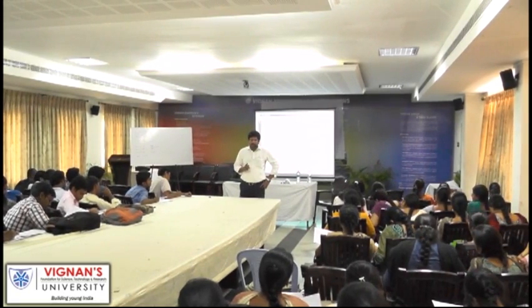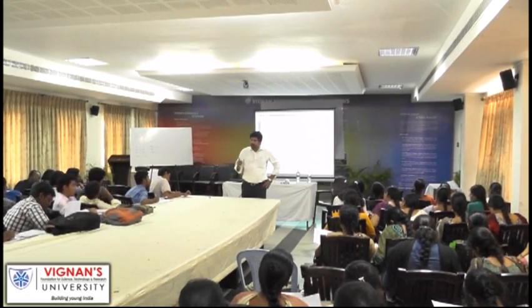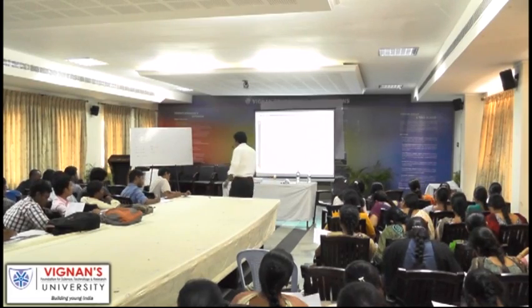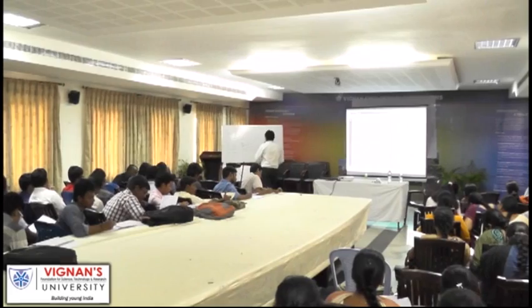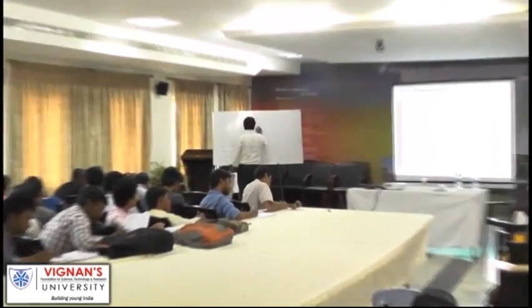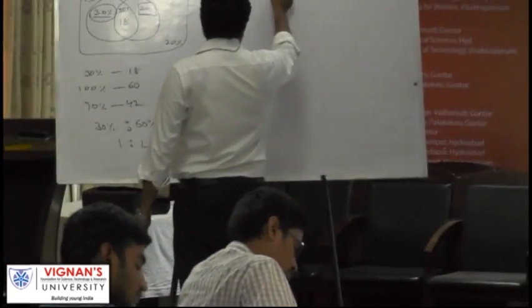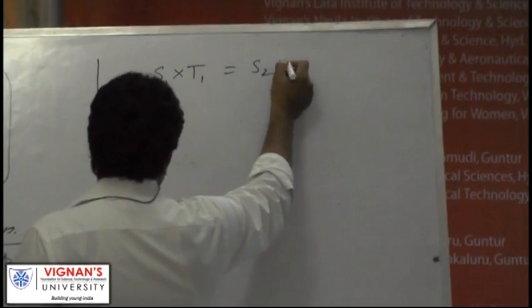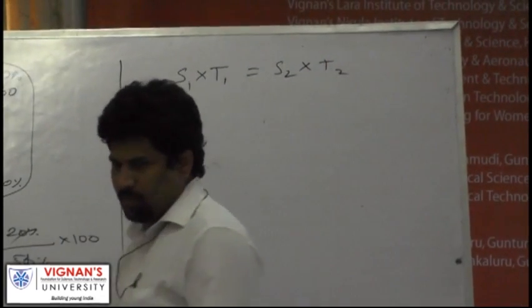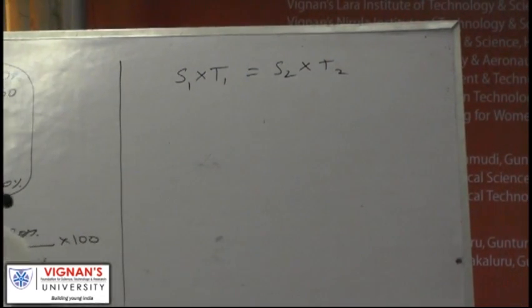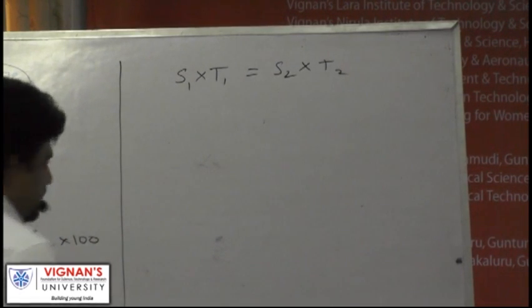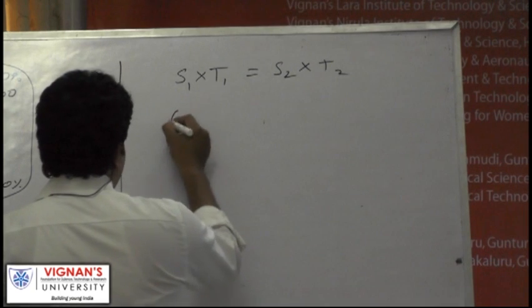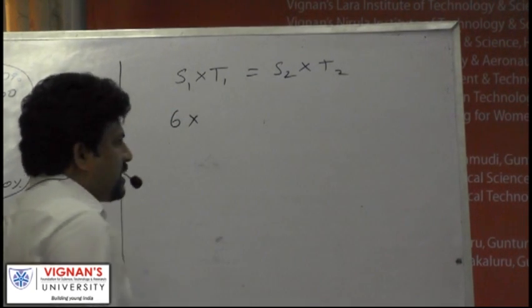What is formula for distance? Speed into time. Now, let us calculate. First case distance is equal to second case distance. Speed into time, S1 into T1 is same as S2 into T2. What is speed in first case? 6 kilometers into. What is time taken?